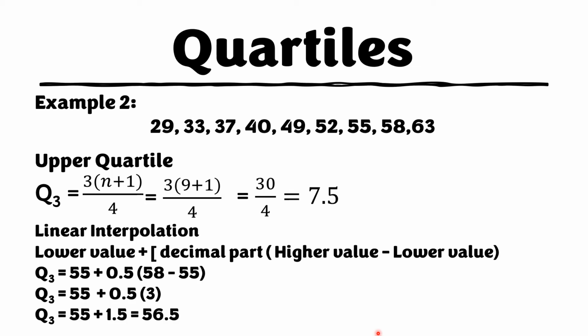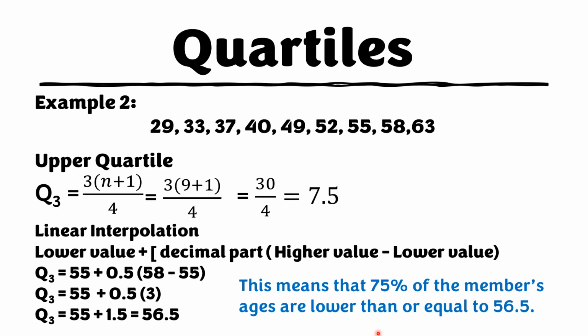Q sub 3 is equal to 56.5. So the meaning of the result for Q sub 3 is that 75% of the members' ages are lower than or equal to 56.5.